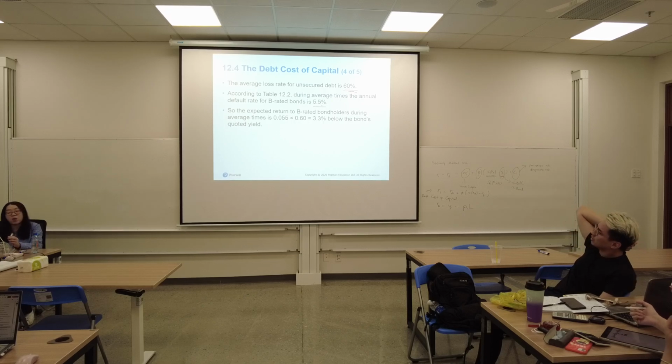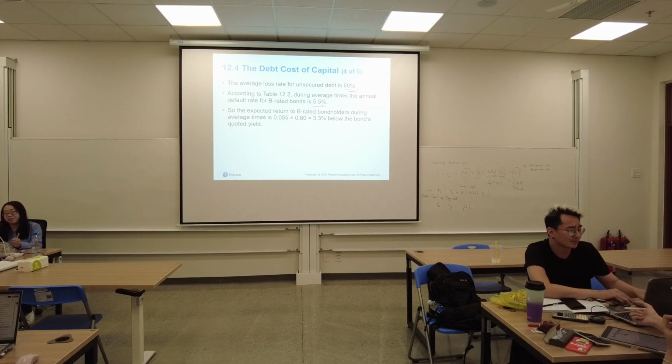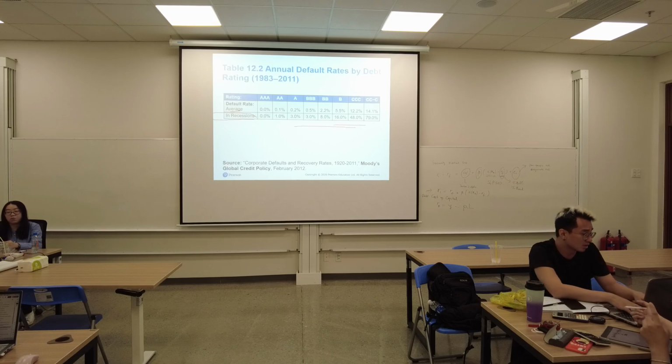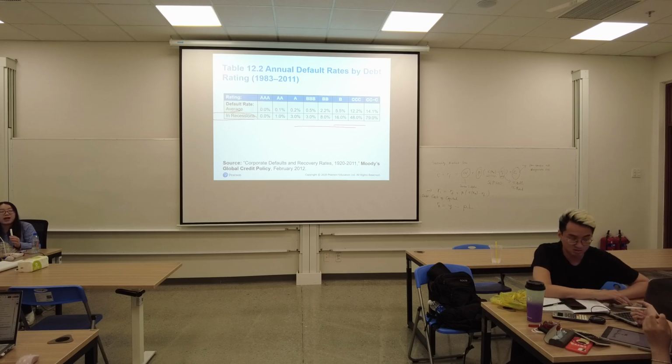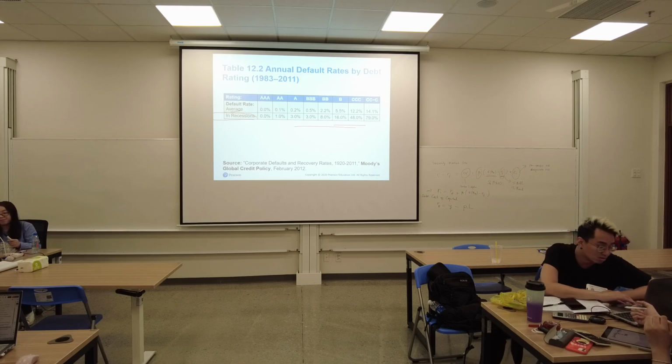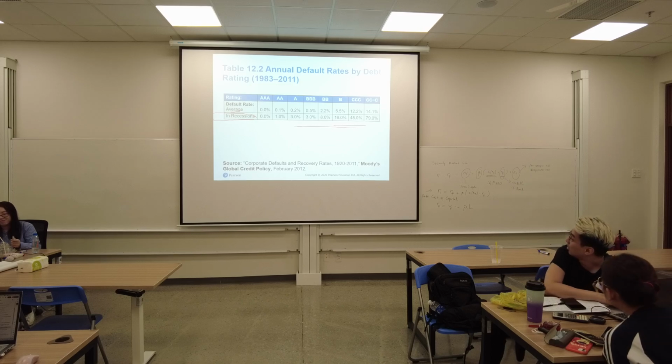This is the first way we calculate the cost of debt. We use the probability of default and the expected loss rate according to the rating, from Moody's Global Credit Policy rating.